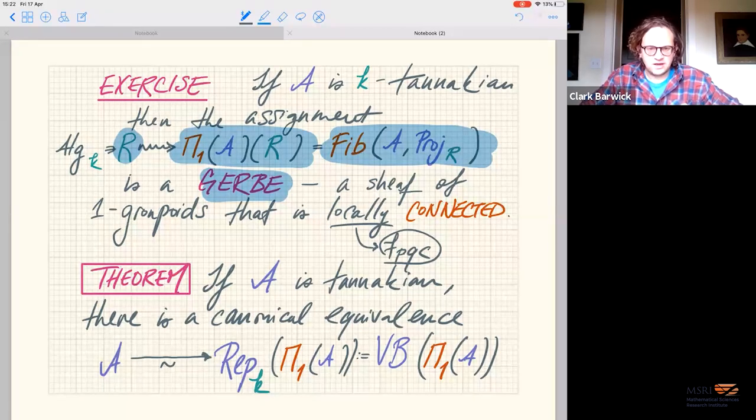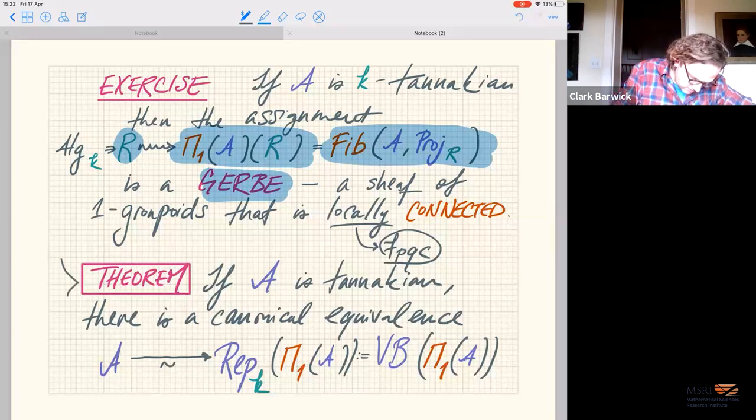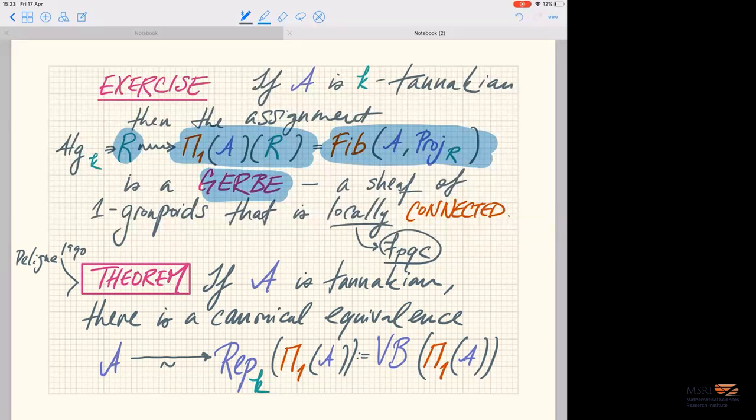Okay, so the amazing theorem, and this is a theorem of a whole lot of people, but sort of most prominently, the person who got it right was Deligne in 1990 in the Grothendieck Festschrift. So I've got a question about this.